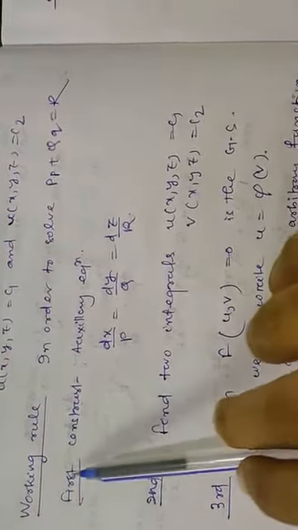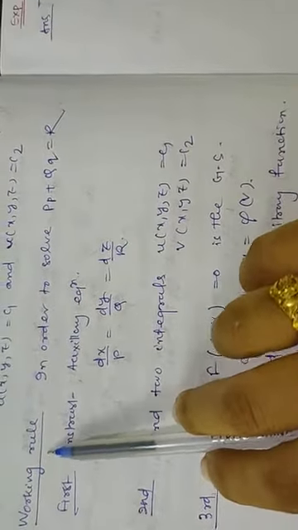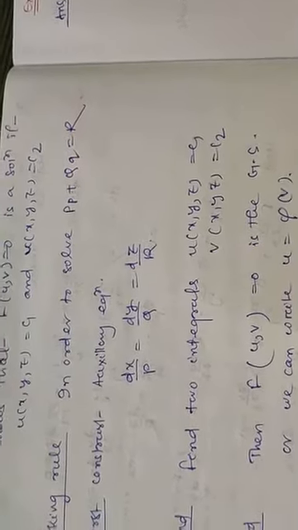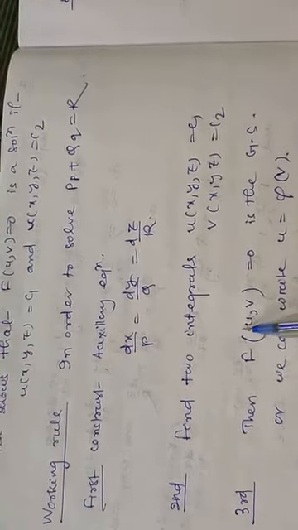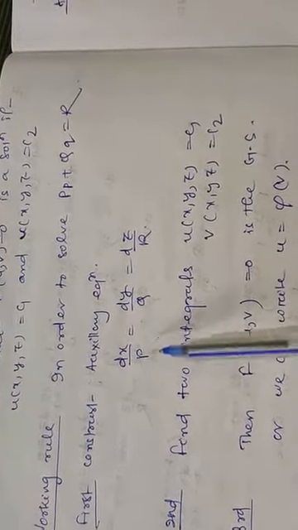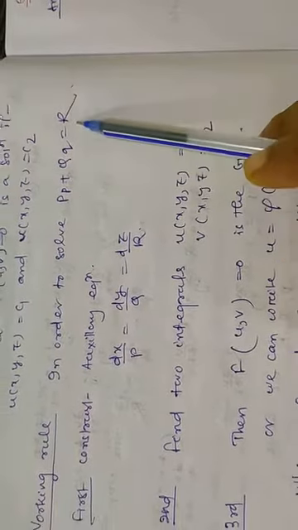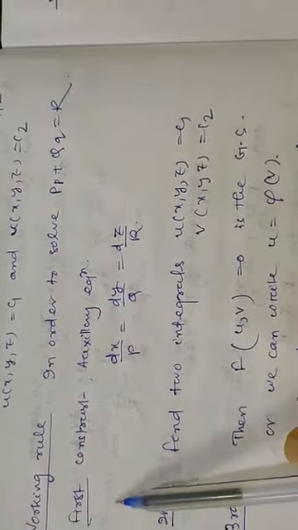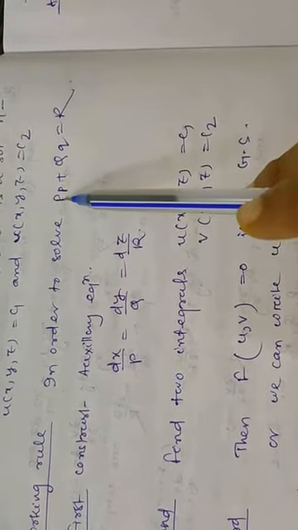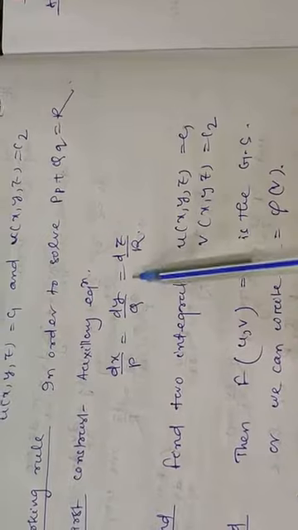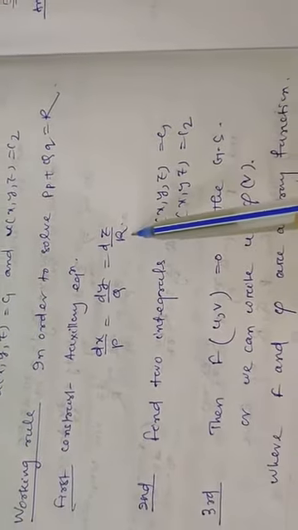Before going to the proof of the theorem, let us have a look at the working rule, how to solve a first order linear PDE by Lagrange method. This is known as Lagrange method. In order to solve Pp plus Qq is equal to R, first construct the auxiliary equation, where P, capital P, is a function of x and y: dx by P is equal to dy by Q is equal to dz by R.